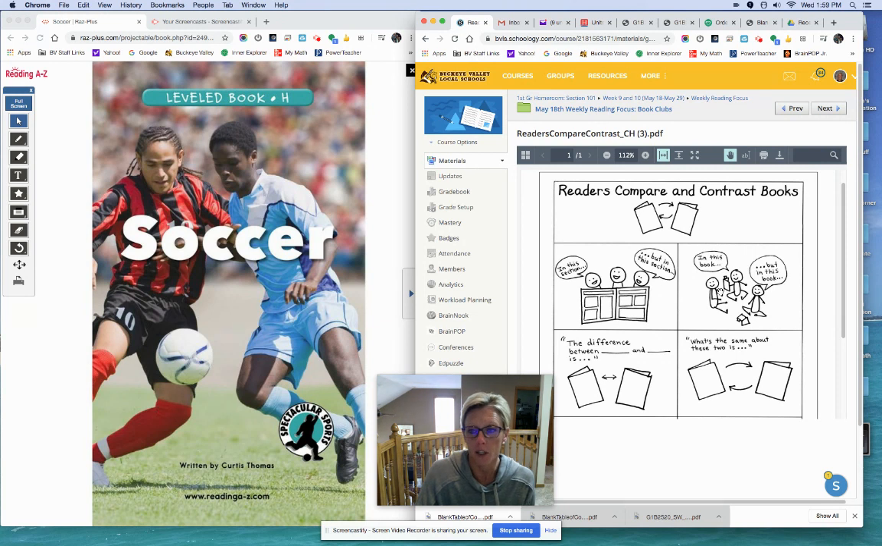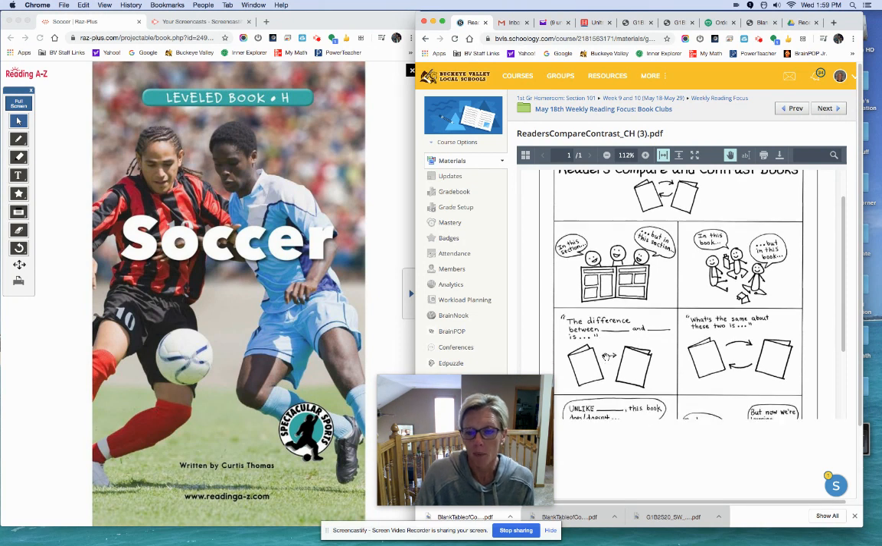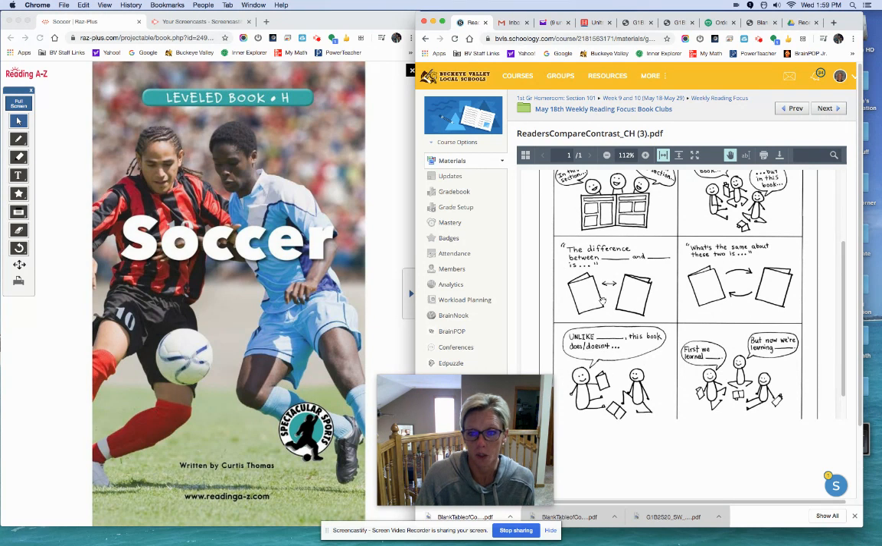Okay, maybe you're comparing two different books. Maybe you read two books on soccer and you're comparing the information that you read. Okay, maybe you're comparing two animals or two books. Okay, so like we saw the Venn diagram on sharks and whales. So you can tell the difference between two animals that you read about, or maybe you read two books and you want to tell how they're the same and how they're different. That's what this one is, how they're the same.